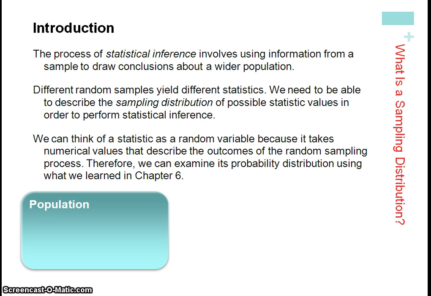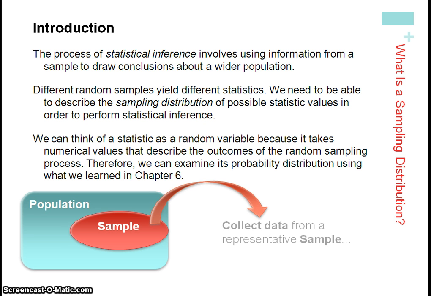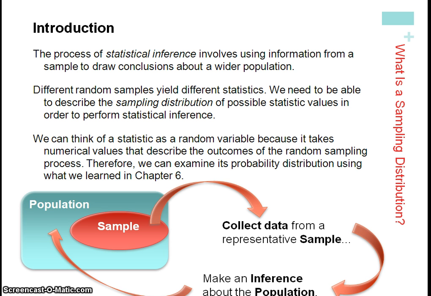This concept of sampling distribution, again, is a concept that we'll use throughout the rest of the year. We can think of a statistic as a random variable because it takes numerical values that describe the outcomes of the random sampling process. Therefore, we can examine its probability distribution using what we've learned in Chapter 6. So here's the process of sampling. We take a representative sample, then we use that sample to make some kind of conclusion about the population. That's inference.